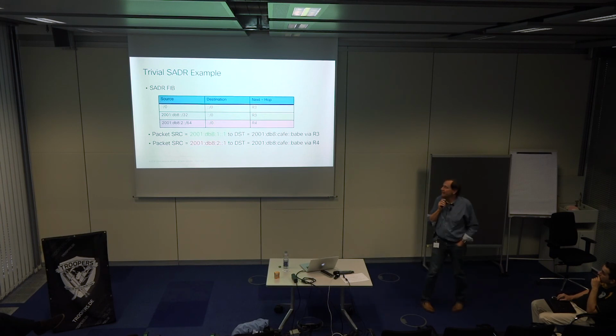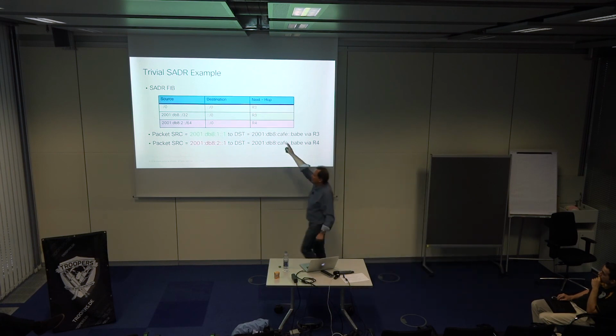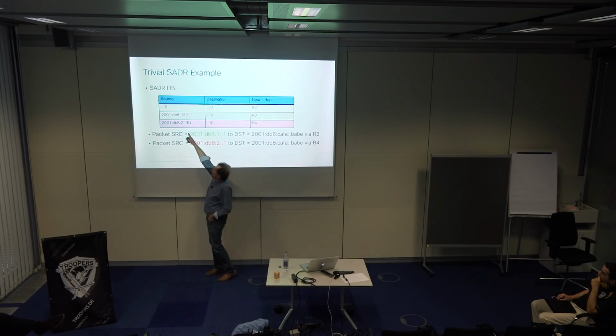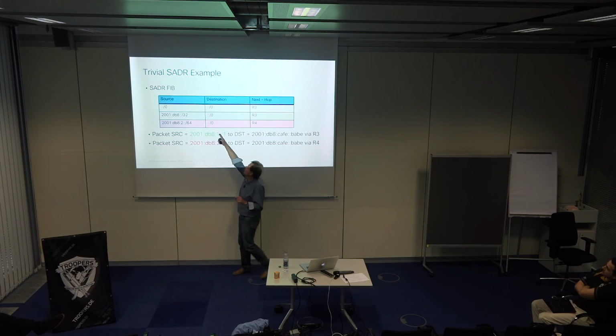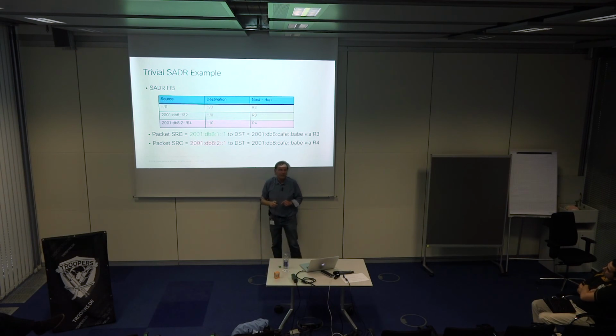This is the extended FIB entries, right? SADR FIB. Source, destination, and next hop. If the source is any, destination is any, you use router 3. If it's DB8::/32, okay, destination is any, router 3. But, red line, if I am using this ::2/64 as a source, destination is still any, now I'm using router 4.